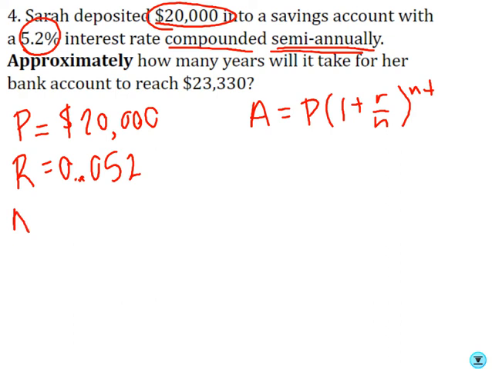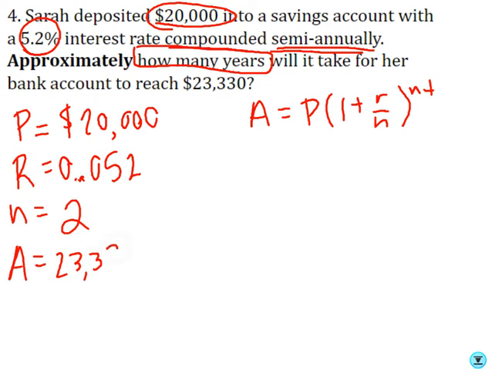Semi-annually, n, or lowercase n in this case, is equal to 2 semi-annually. Approximately how many years, so that is our question, t, will it take for her bank account to reach a resultant of 23,330? So let's plug some numbers in.